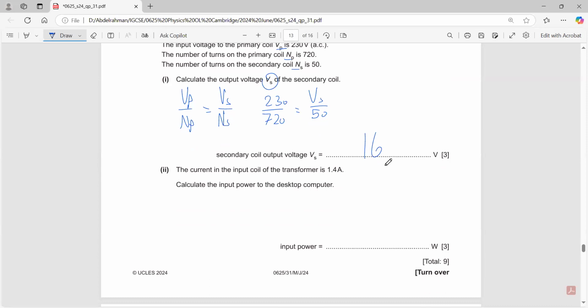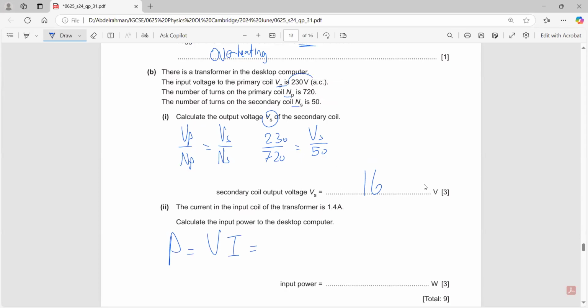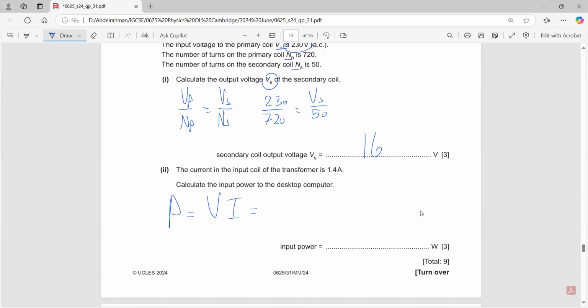The current in the input is 1.4 amperes. Calculate the input power. What is power? Power equals VI. We have to memorize this equation. What's the voltage on the input? What is the voltage in the primary? 230 volts. So voltage 230 volts times the current, which is 1.4, gives 320 watts.